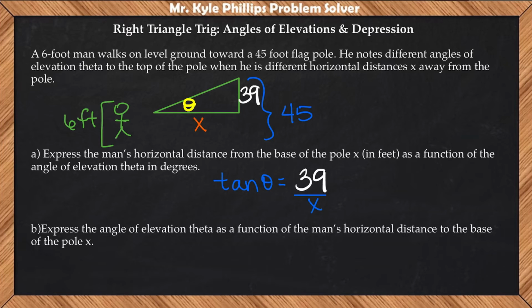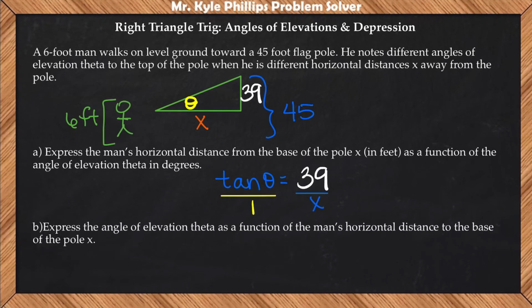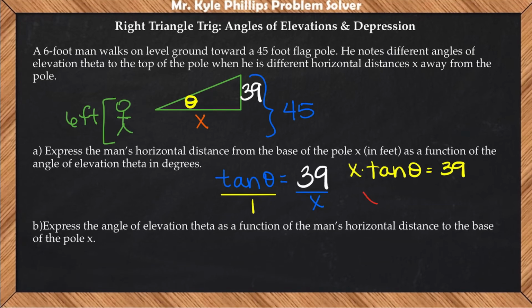Now it says, express the man's horizontal distance. Okay, so we're solving for x here. So in this equation, I need to solve for x. So we know that when we have right triangle trig, here what we have is proportions. So we can cross multiply and solve. So I have here x times tangent of theta equals 39 times 1, which is 39. And so what I'll do here is divide by tangent of theta. So I will get x equals 39 divided by tangent of theta.